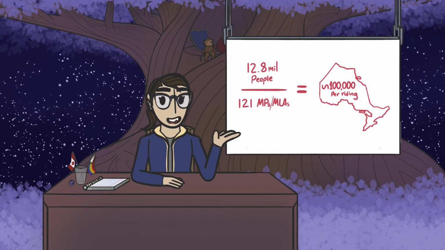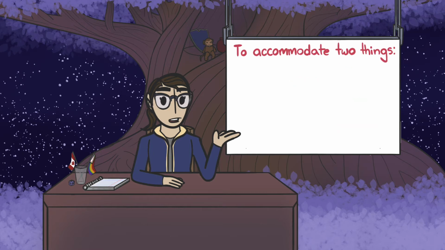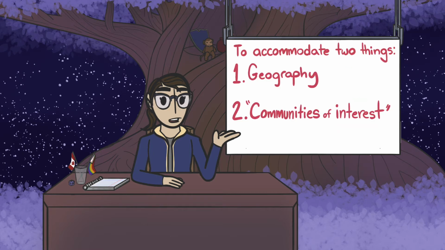The commissions are generally given a plus or minus 25% around the electoral quota when making ridings, which allows them to make some less populous or more populous ridings when deemed necessary. Now, why would ridings diverge from the electoral quota like that? Well, the quota is more of a guideline than a hard and fast requirement, because ridings are designed to accommodate 2 main issues: geography and communities of interest.